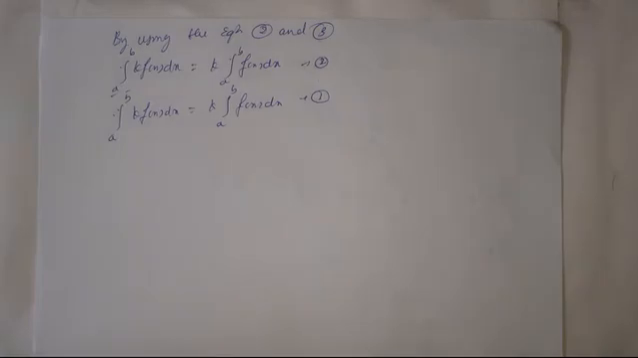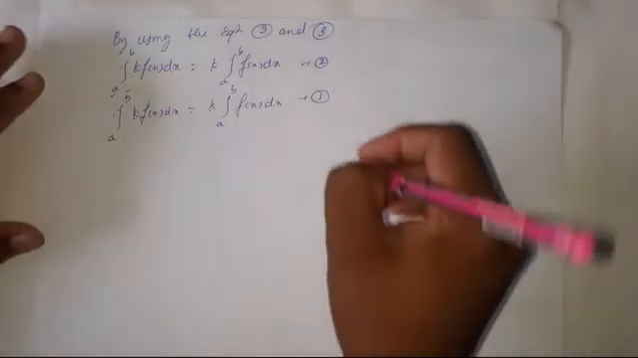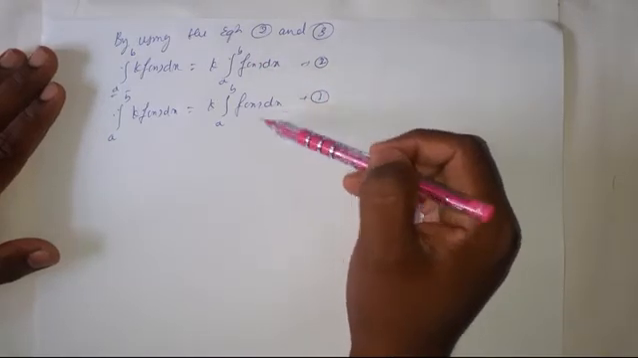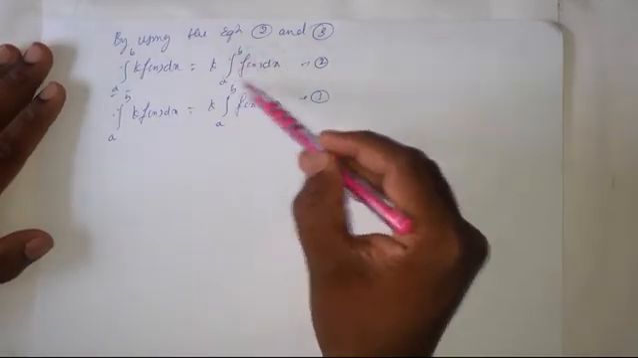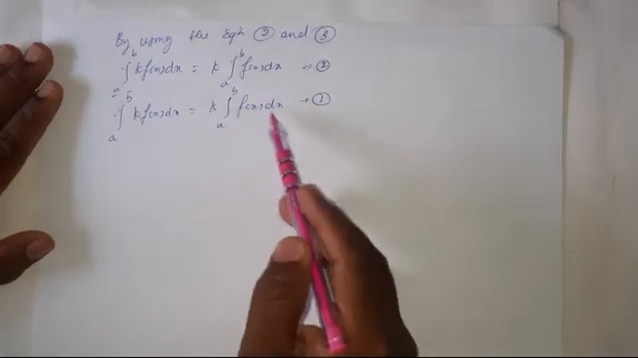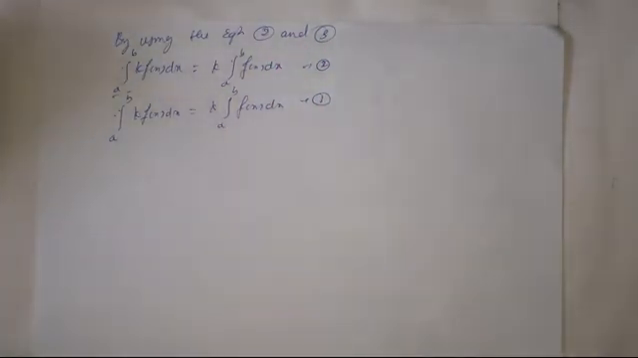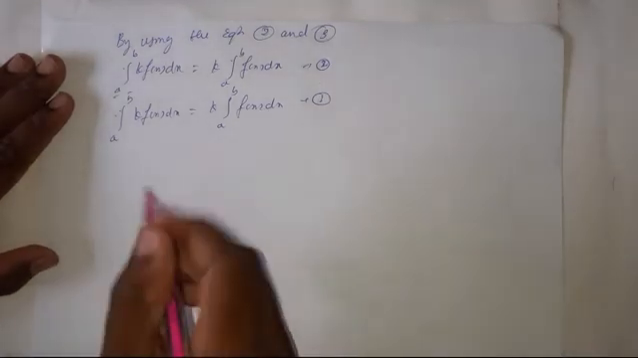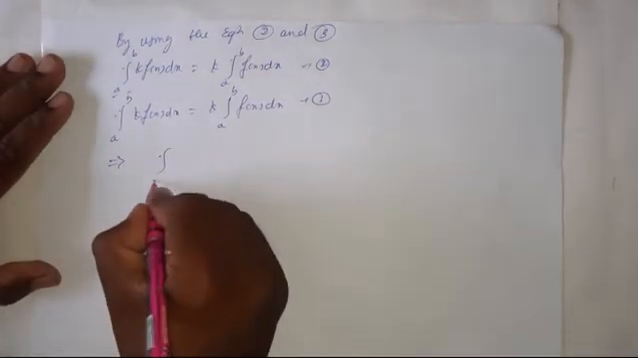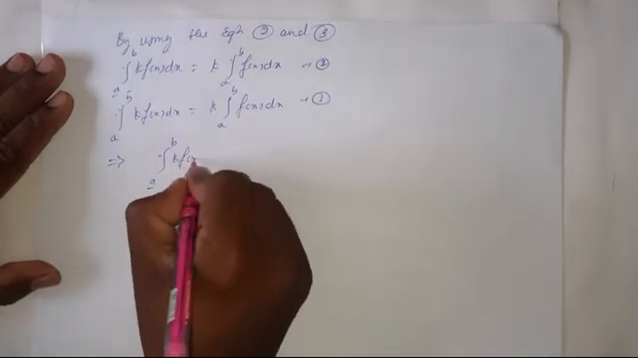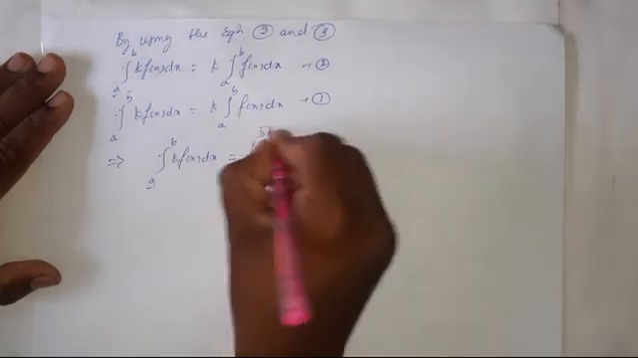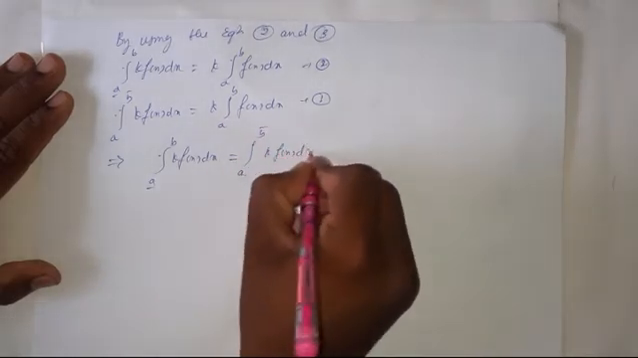Now by comparing these two equations 2 and 3, here we can see that in both the equations the RHS part is one and the same. Here also it is k into this integral, and here also k into the integral. If the RHS of any two equations are the same, then their corresponding LHS must be equal to the same value. So therefore it implies that integration over bar a to b k into f of x dx is equal to a to b bar k into f of x dx.